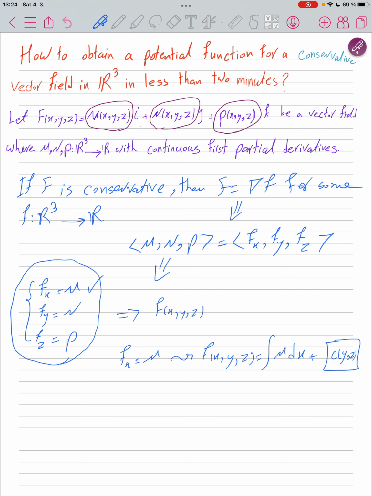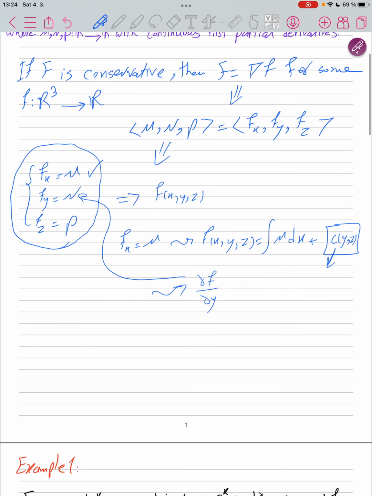And now the problem boils down to somehow evaluating or obtaining this function C of y and z, right? And then you can go ahead, you already have this f, then take an integral with respect to y, and then compare it with N, and so on. You might know about this method. So I don't want to spend too much time explaining this method. So here is our trick.